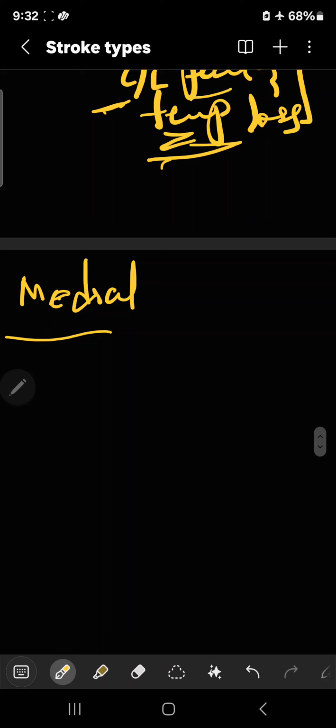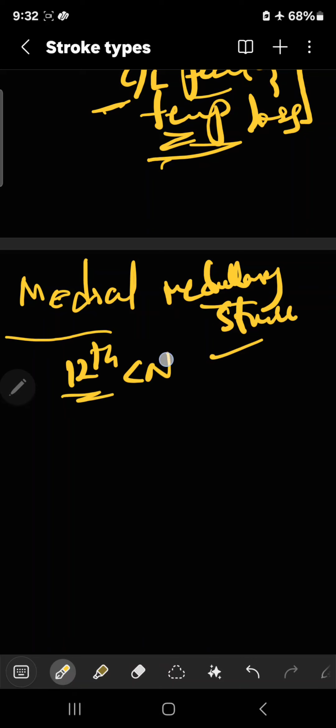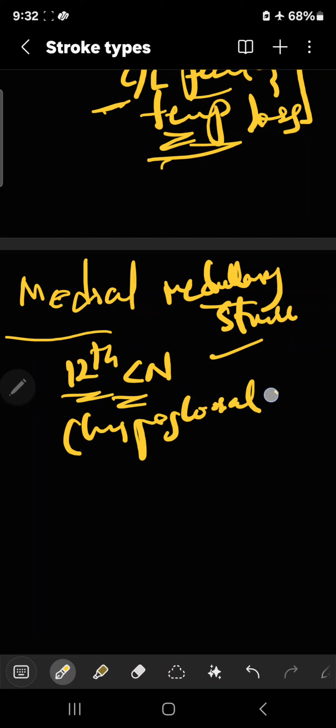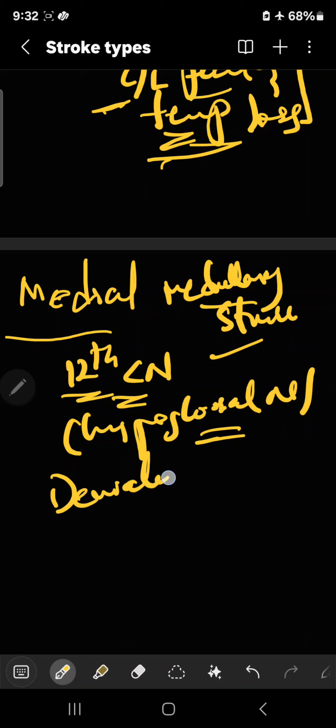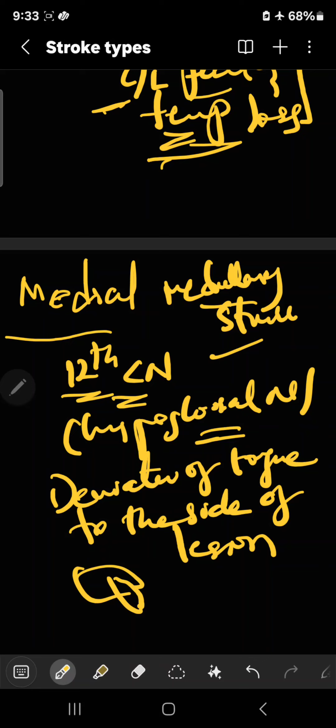And now we move on to the medial medullary stroke, where the 12th cranial nerve will be gone, which is the hypoglossal nerve. So what happens here? There will be deviation of the tongue to the side of the lesion. If the lesion is on the left side, the tongue will be deviated towards the left side.